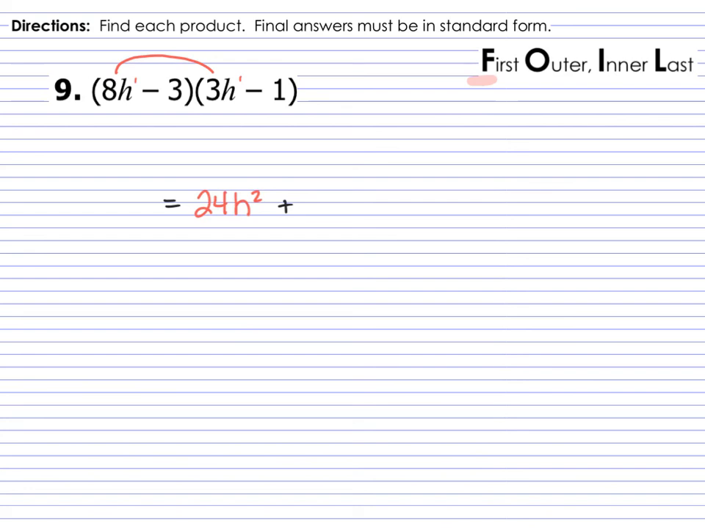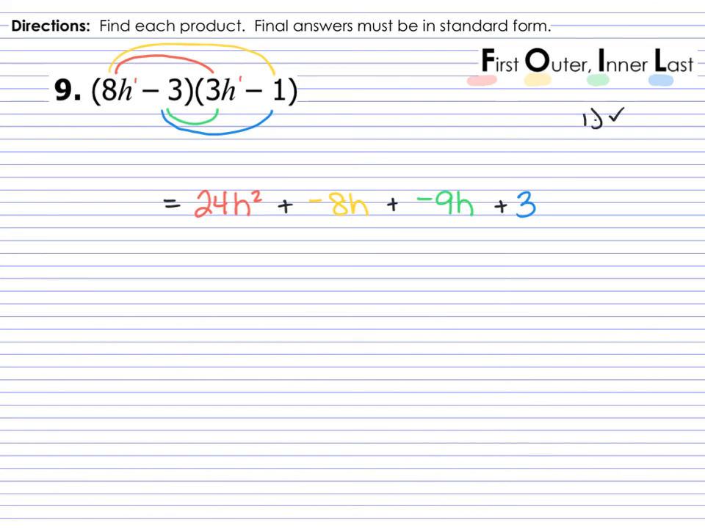Then we're going to move on to the outer terms. So that's the 8h times the negative 1. So negative 1 times 8h would give us negative 8h. Plus, we're going to do our inner terms now. That's the negative 3 times 3h. So negative 3 times 3 gives us a negative 9h. And then we're going to move on to the last. So that's the negative 3 times negative 1. Negative times a negative gives us a positive, so this will stay a positive 3.